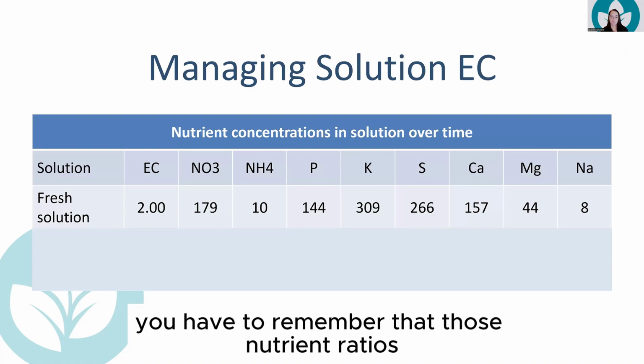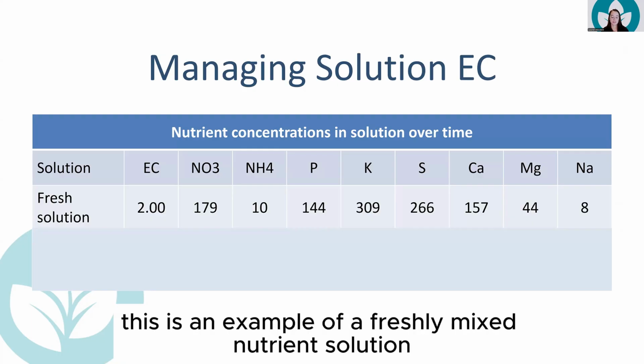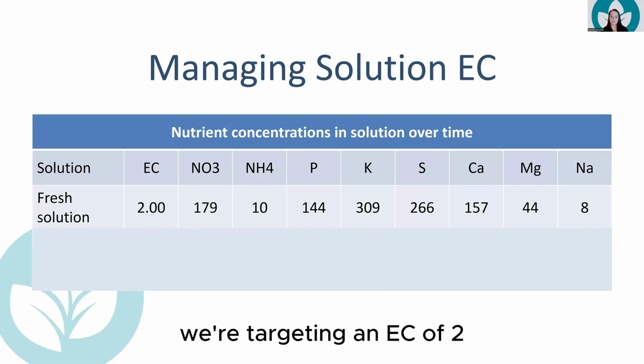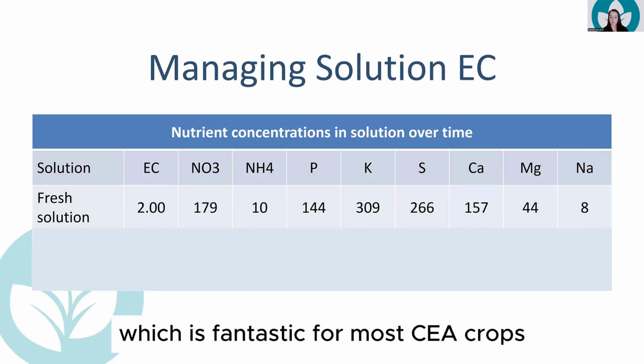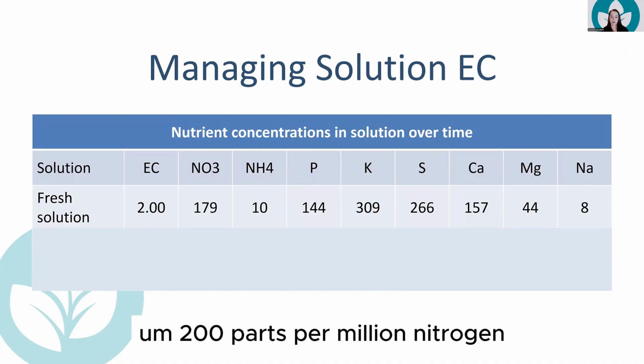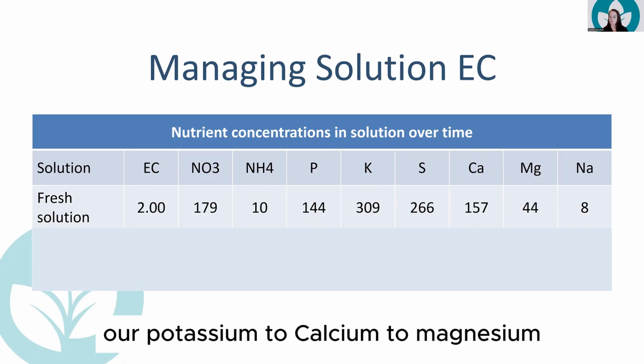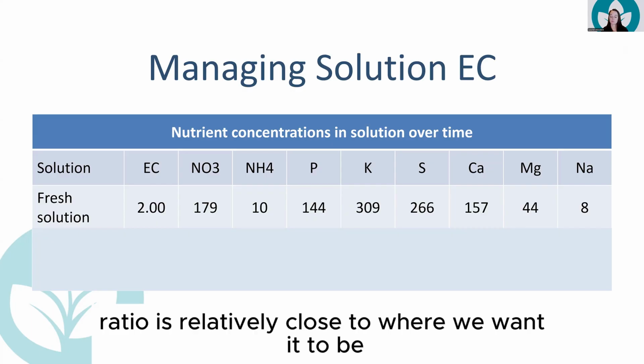And then you have to remember that those nutrient ratios are going to change over time in recirculating systems. So this is an example of a freshly mixed nutrient solution. We're targeting an EC of 2, which is fantastic for most CEA crops. And you'll see that we have mixed at about 200 parts per million nitrogen. Everything else is pretty in check. Our potassium to calcium to magnesium ratio is relatively close to where we want it to be.